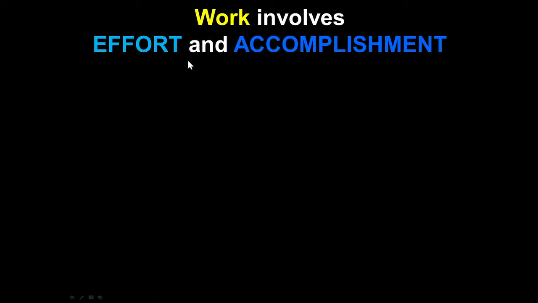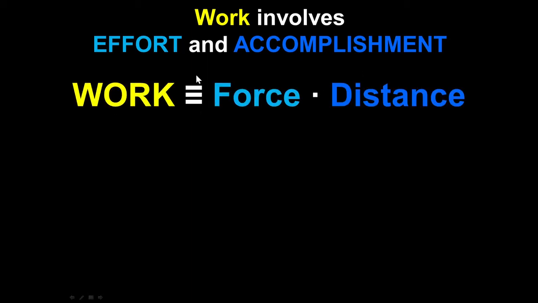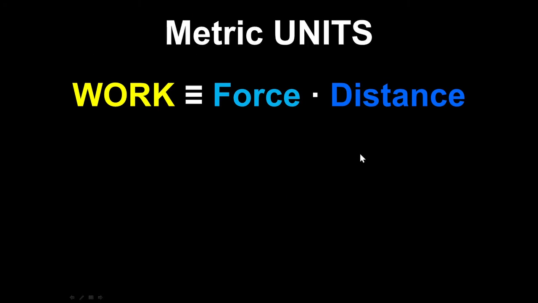Whatever our definition of work is, it should involve an effort and an accomplishment. So not only do you have to try, you actually have to succeed in doing something. So in physics, we define work. Three little lines is our symbol for a definition. Work is defined as force times distance. The force is our effort, and the distance we move something is how much we've actually accomplished. And so we just abbreviate it W equals FD. Work equals force times distance.